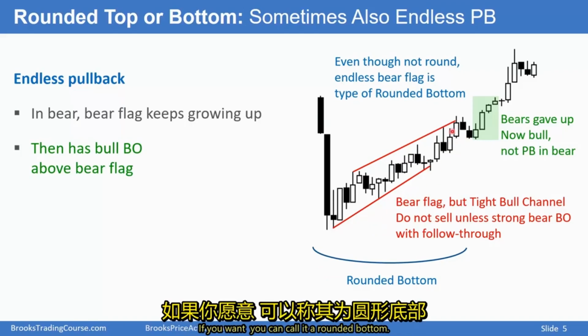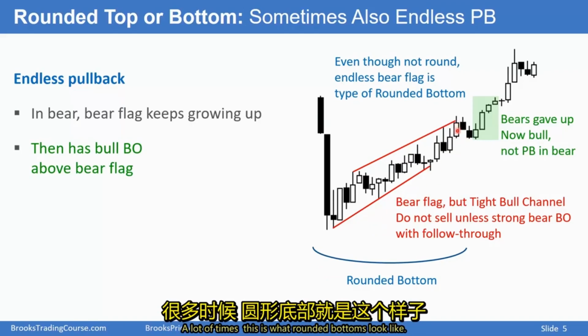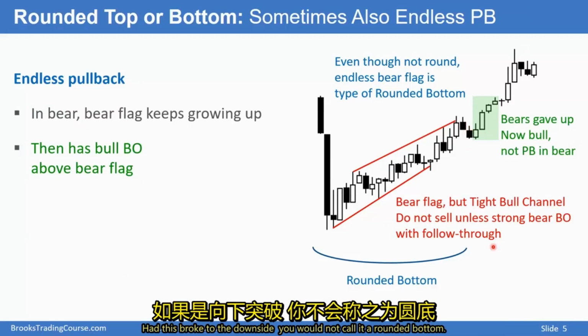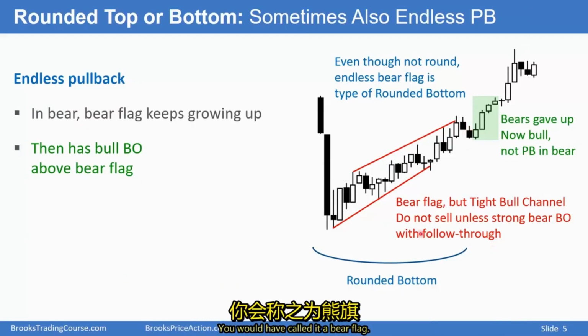If you want, you can call it a rounded bottom. A lot of times this is what rounded bottoms look like. Again, it's basically a bear trend and then confusion, a trading range here, an endless pullback, and then you get a reversal up. Had this broke to the downside, you would not call it a rounded bottom. You would have called it a bear flag.